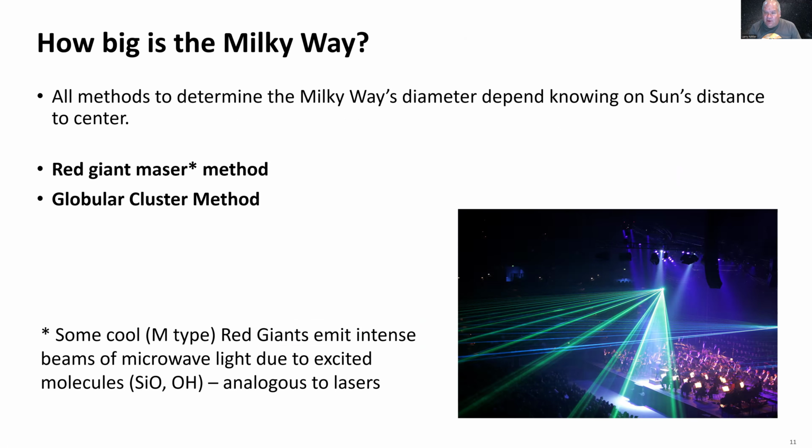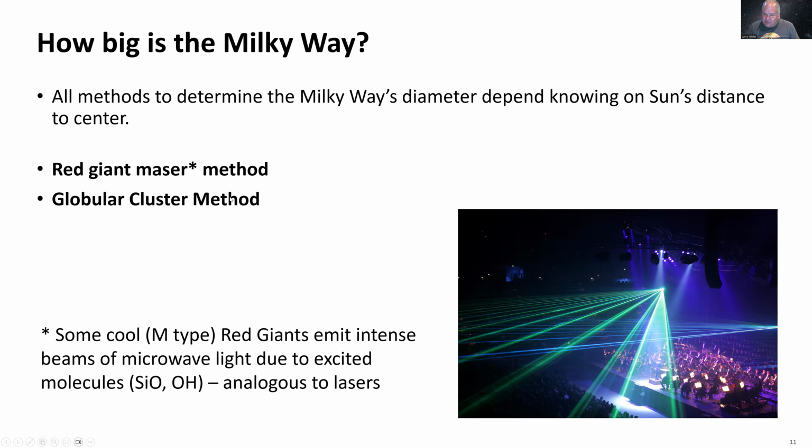So we talked about the size of the Milky Way when we began this chapter, but I didn't really talk about how we measured the size of the Milky Way. And there are two general ways we measure the size of our galaxy. First uses something called masers from red giants, and the other uses globular clusters, which we talked about in the last class. So what is a maser?